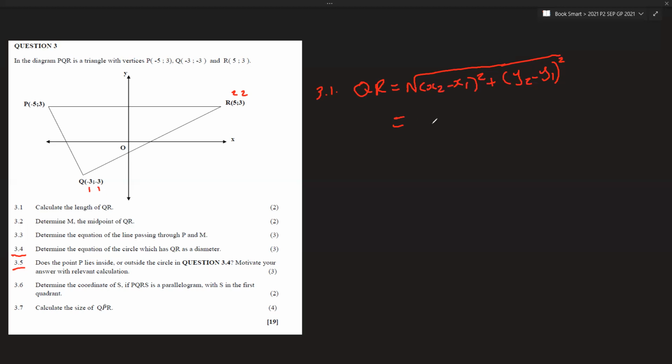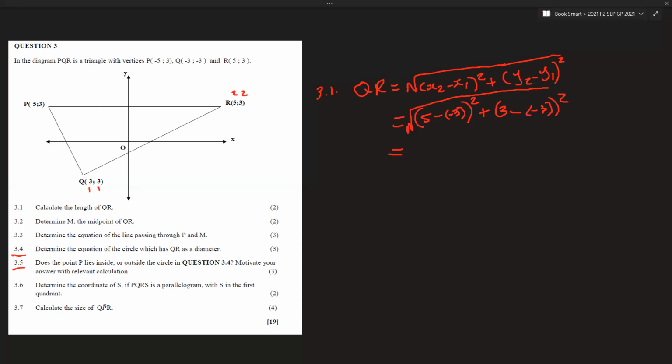Okay, so now I can easily see that my x2 is 5. So where there's x2, I'm replacing it with 5, and then my x1 is -3. Because I already have a negative here, the other negative I'll put in brackets, and then I close this bracket. Do you see it? Then I square, and then I add y2, which is 3, minus y1, which is -3, and then I square both sides.